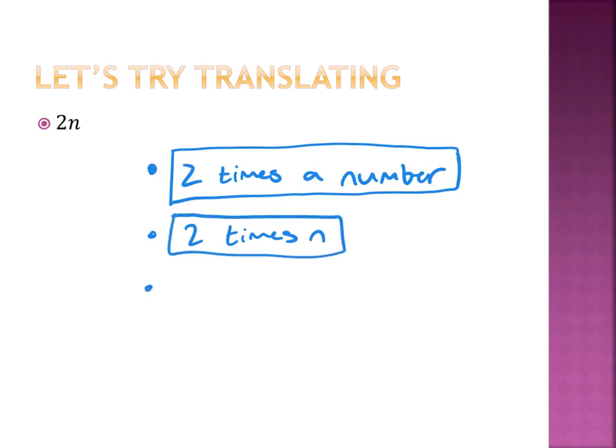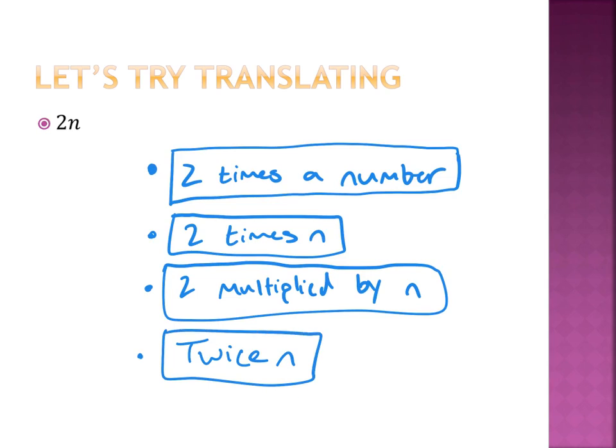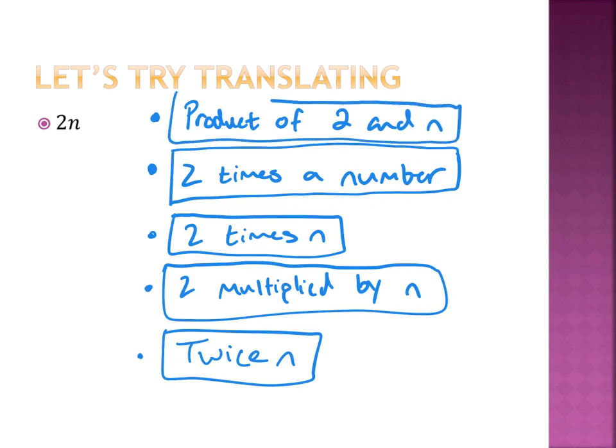Anybody think they got another one? Could you say 2 multiplied by n? Yeah. You say twice. Perfect. Look at you, Hayden, being so smart. You could simply just say twice n. Another one that I like is you could say the product of 2 and n. All right, that's a lot of examples.